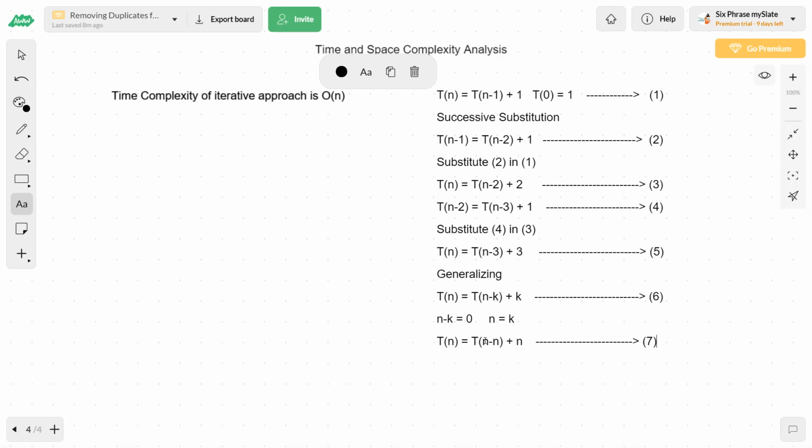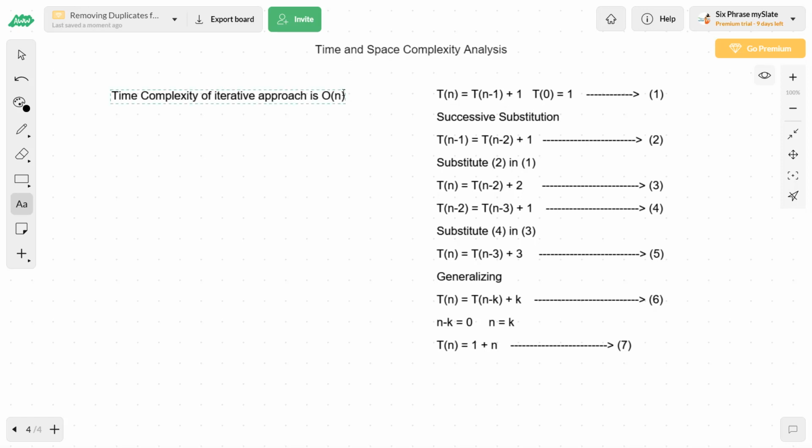And here n minus n is equal to 0. What is t of 0? T of 0 equal to 1. So the equation that we got is 1 plus n. Whereas this is also a linear equation very clearly. So the time complexity of the recursive approach is, again, order of n. So the time complexity of the iterative as well as the recursive approach, both are same, both are order of n.